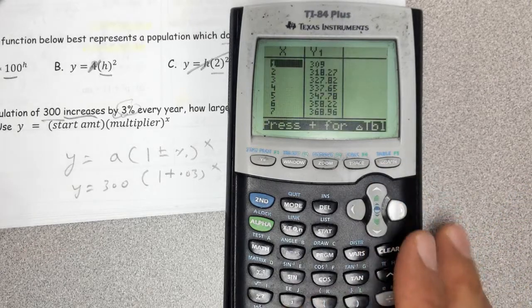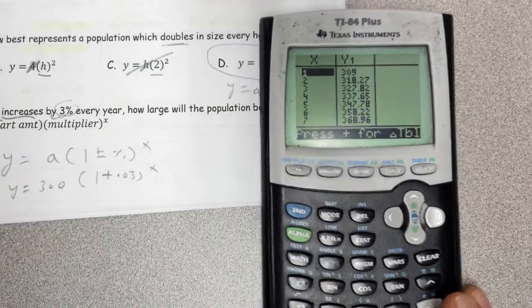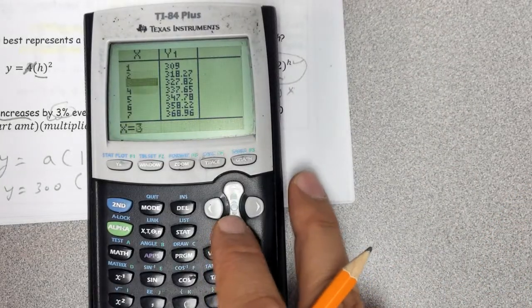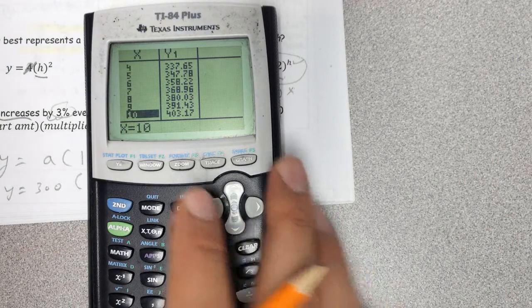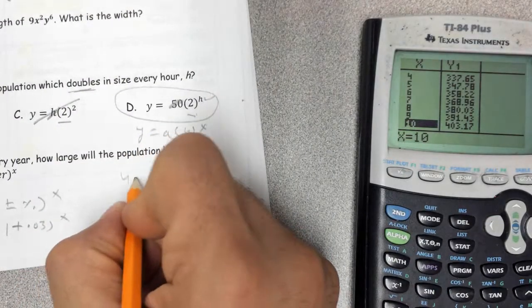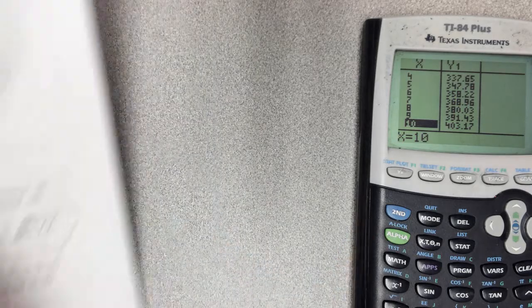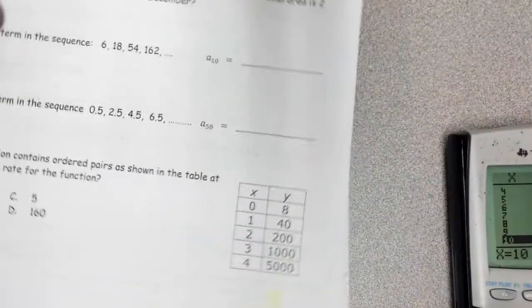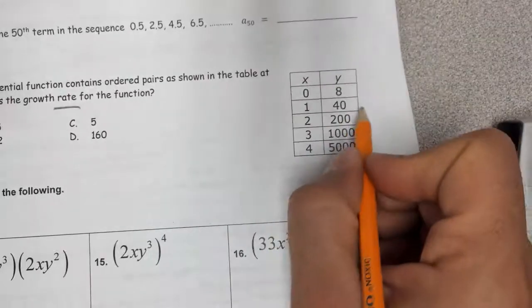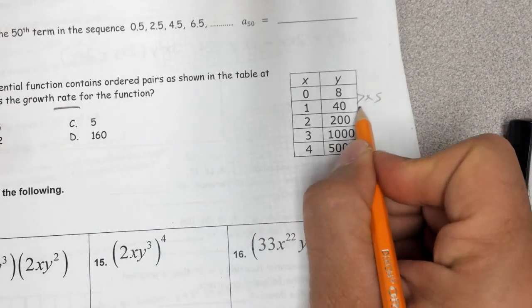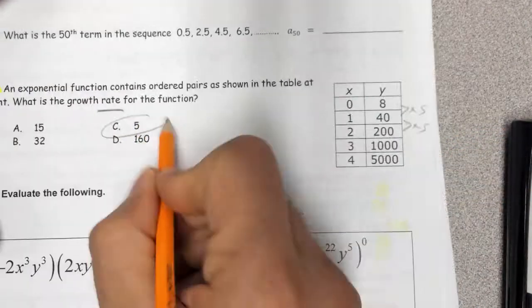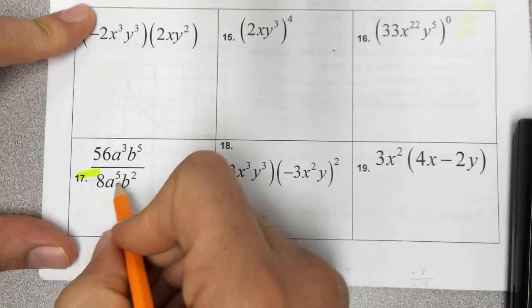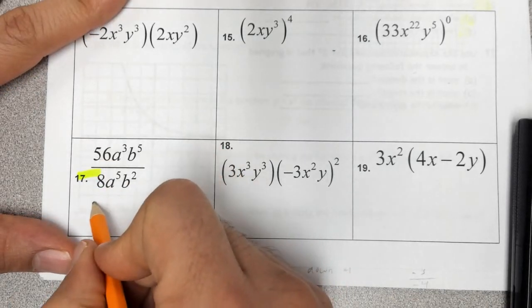You go to the table. And once you go to the table, you're looking for how much it is in 10 years. 403. Alright, what is the rate? You look right here, you multiply them by 5. The rate is 5. Here you're straight up dividing. 56 divided by 8 is 7.